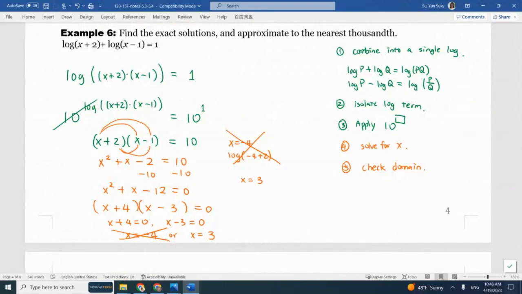How about x equals 3? You plug in log of 3 plus 2. Is that okay? Yes. And log of 3 minus 1. Is that okay? Yes. So this is the solution. Okay? So you check all the log terms. If one of the terms has a negative inside, then it's not okay. You don't have to check all; if one of them is not okay, then it's not okay. And if it's okay for one, you have to check for all. Then this is the solution. Any questions?